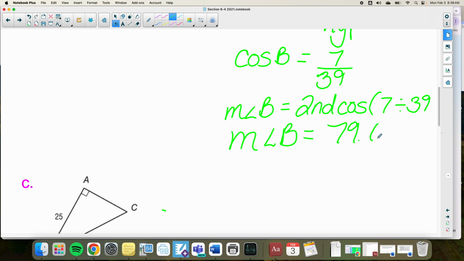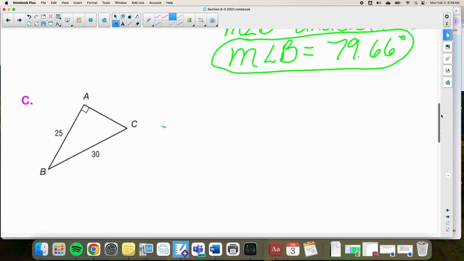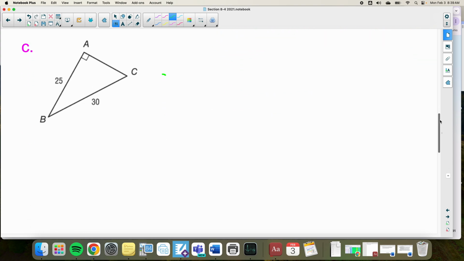And that also is an angle between 1 and 90, so that sounds like it makes sense. Let's do one more of these. So if we look at this one, we're doing angle B. That's just what the directions tell us.